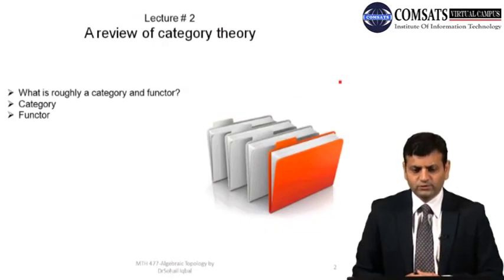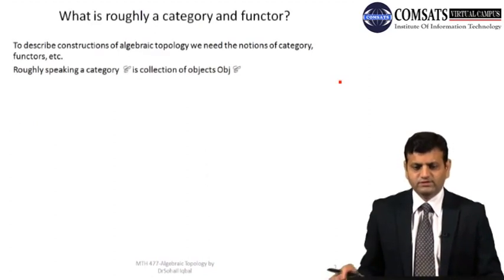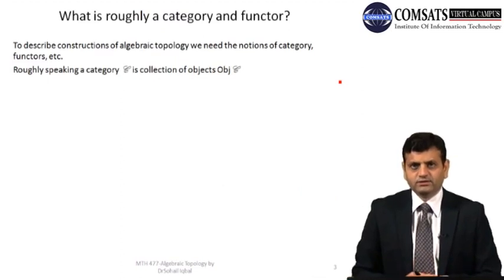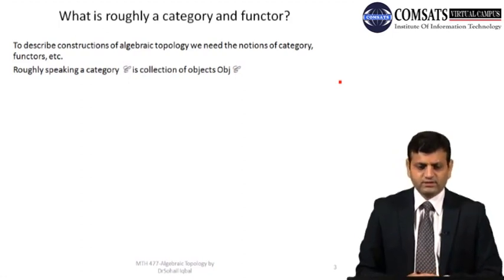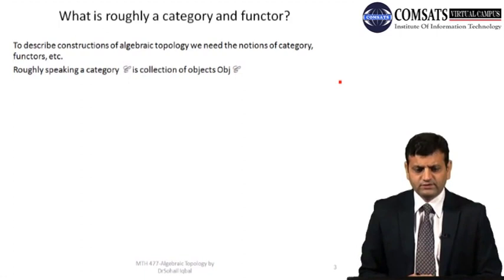So the main aim of this course is to study what is a category and what is a functor. So let's have a look at what is roughly a category. We'll be using categories and functors throughout our course of Algebraic Topology. This is a kind of language that we need to learn to understand the structures of algebraic topology. So let's see what is a category. To describe constructions of algebraic topology, we need notions of category and functors.